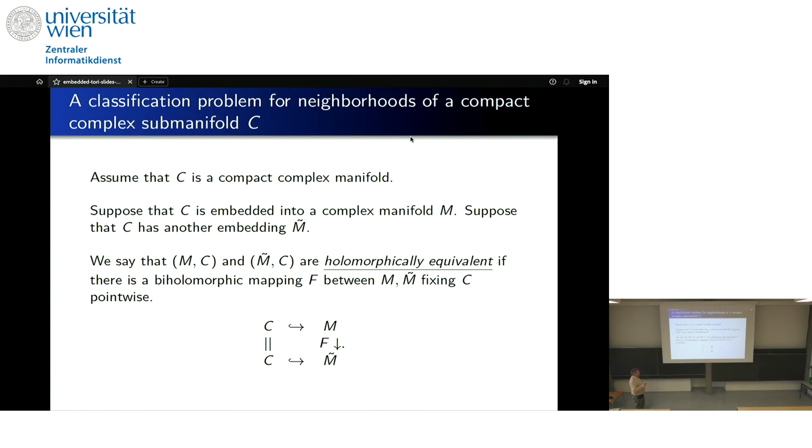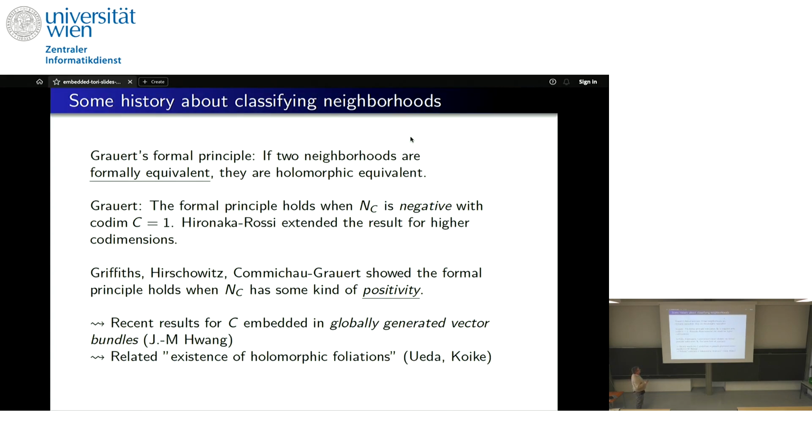I should say that once you have one embedding, you have another one for free, namely the embedding of C as the zero section into the normal bundle. So it is natural to compare, as a first approximation, the embedding of C into M with the embedding of C into the normal bundle.